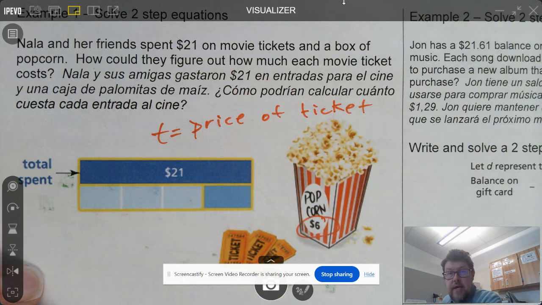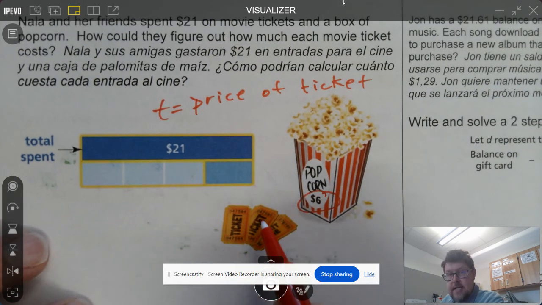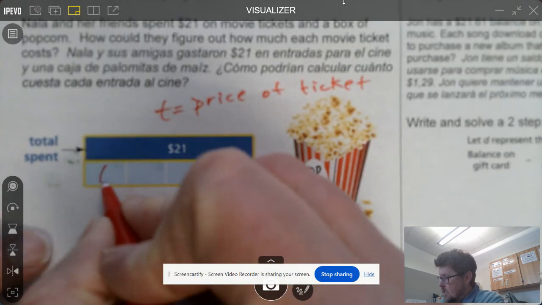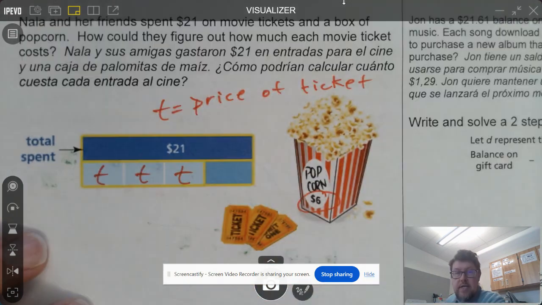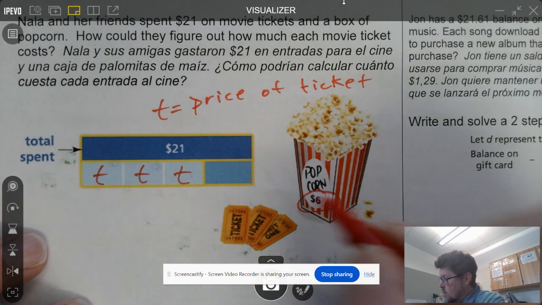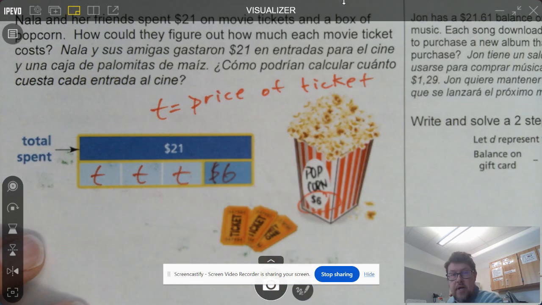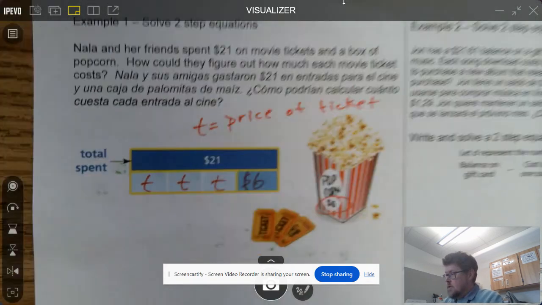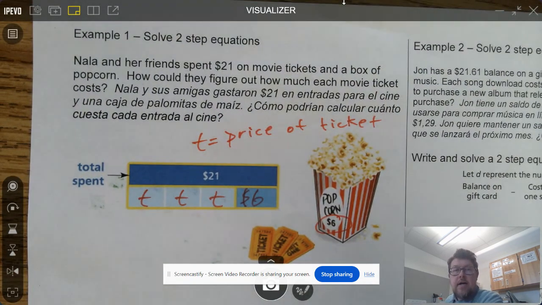Okay. I know that there are 3 tickets. So I can say T, T, and T. Those are the 3 tickets. And I know that the price of the popcorn is $6. Okay. So let me zoom out just a touch here.